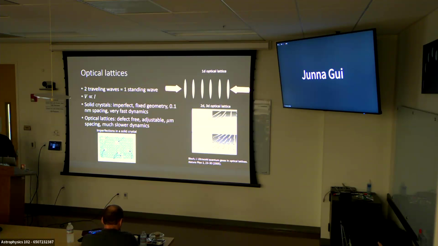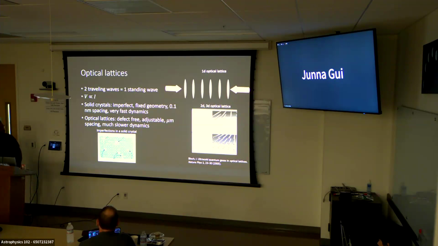Okay, so while solid crystals are incredible and beautiful in many ways, they are imperfect, right? We just learned in the talk before that solids, for example, have impurities. Sometimes those impurities are incredibly useful. Sometimes they're not. To be able to control them is a really nice thing, right? Solid crystals have fixed geometry. They have this angstrom level spacing, and so very fast dynamics. It's hard to measure dynamics of electrons in crystals for that reason. Whereas optical lattices are defect-free. They are adjustable. They have micron spacing and so much slower dynamics that we can image directly. And our electronics are fast enough to measure these things.